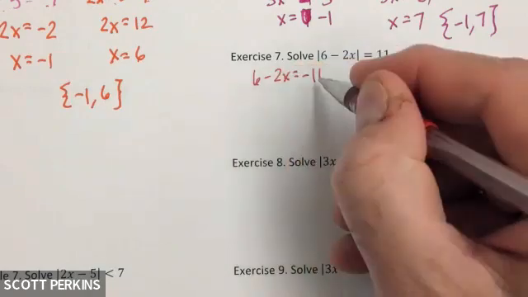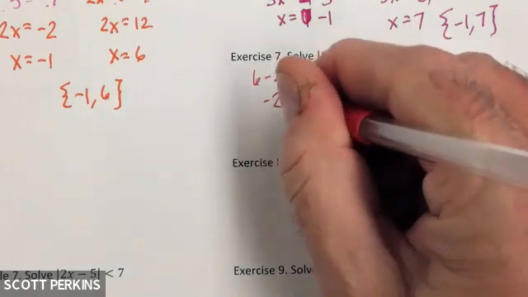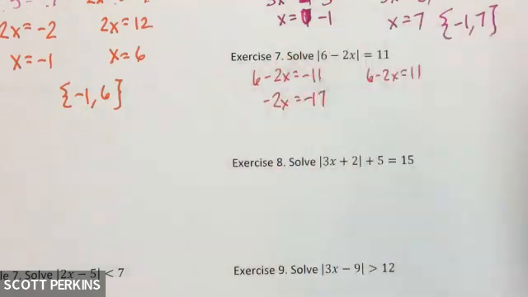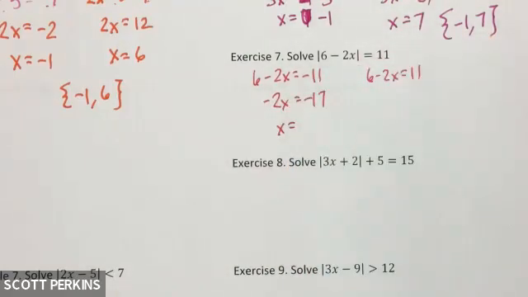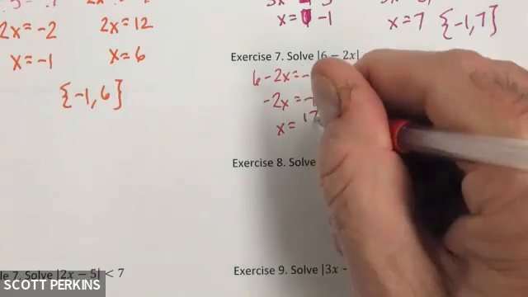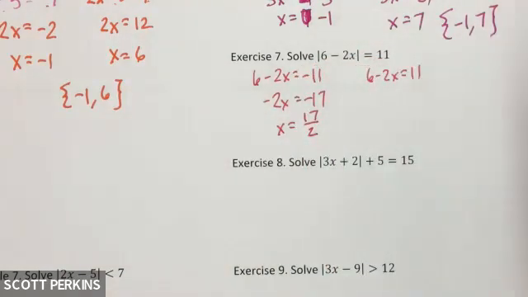So I'm going to subtract 6 from both sides of this, and negative 2x is equal to negative 17. Divide both sides by negative 2, and a negative divided by a negative will make a positive, and I'm going to write that as 17 over 2, or maybe you wrote 8.5. Either way, that is fine.